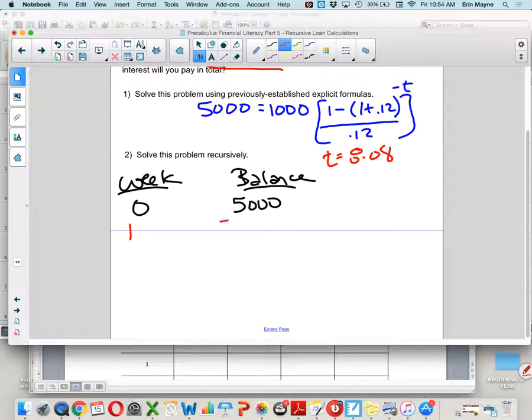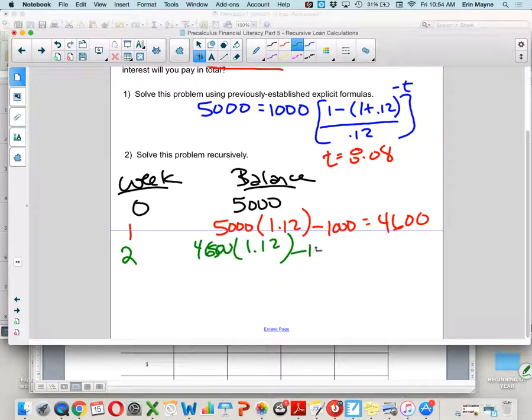After the first week, tell me what the bank does. Now listen, because this matters. They tack on your interest. Then what? Okay. Now, this leaves me with 4,600. What does the bank then do at the end of the second week? Yeah, they tack on that interest again. You make your payment. How much is it? 4,152. Okay.